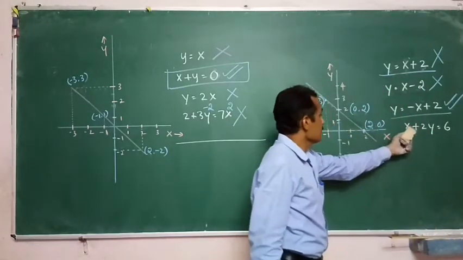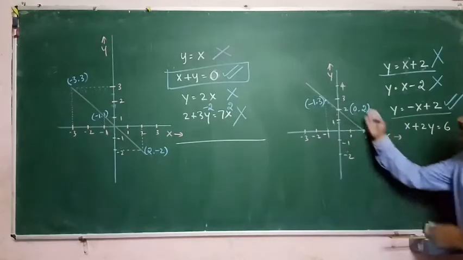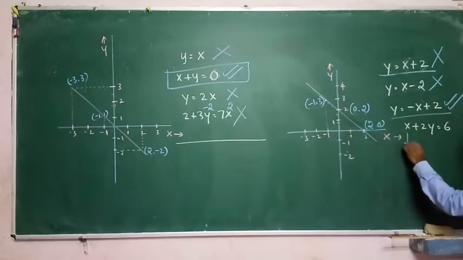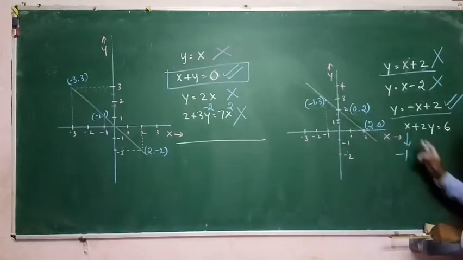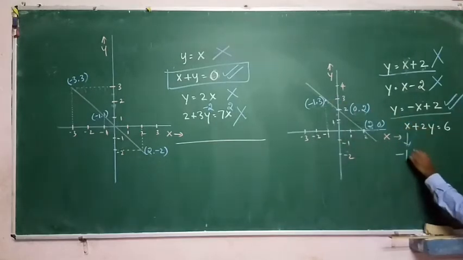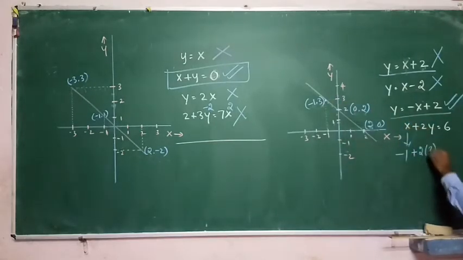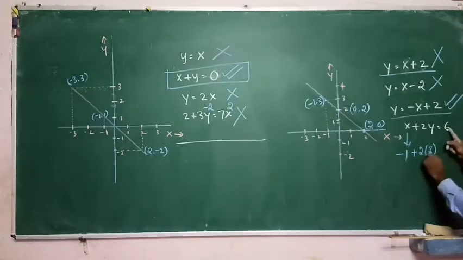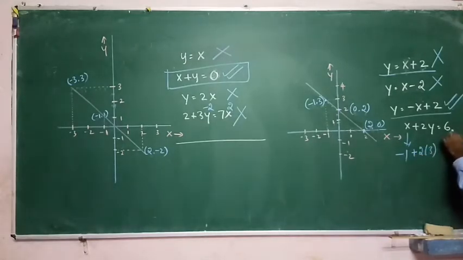Let me check here. I can put any value. X value minus 1, y value 3. Plus 2 into 3, I should get the answer as 6. This is 6 minus 1. Answer will be 5, which is not equal to 6. That means this is also wrong.